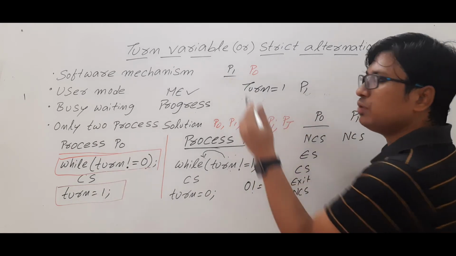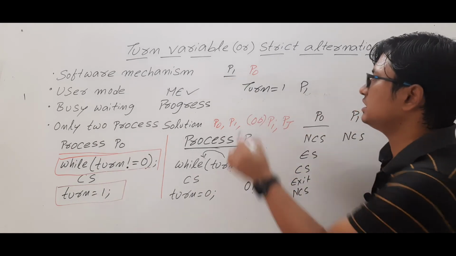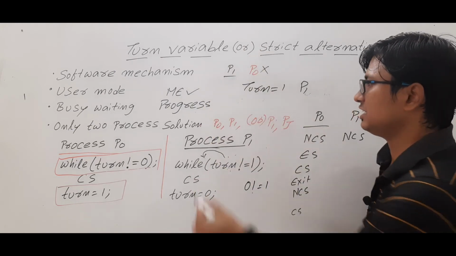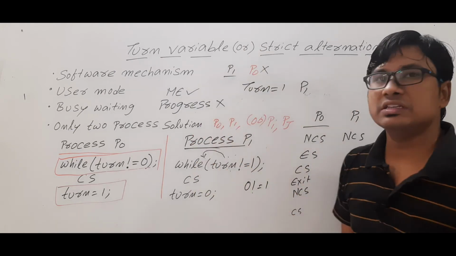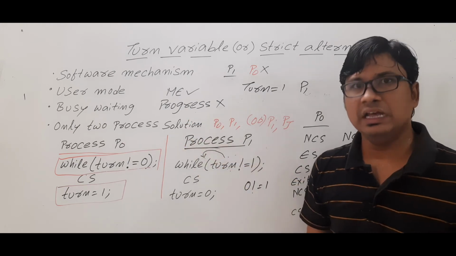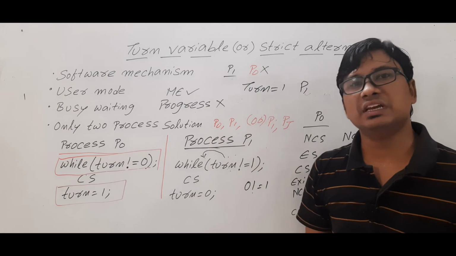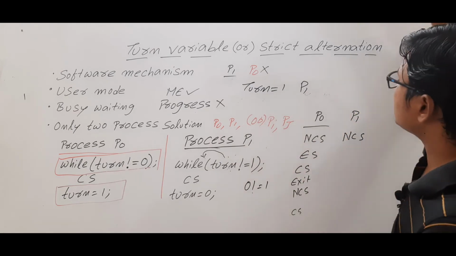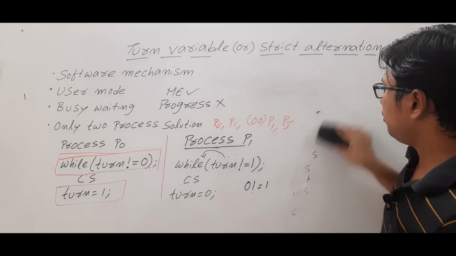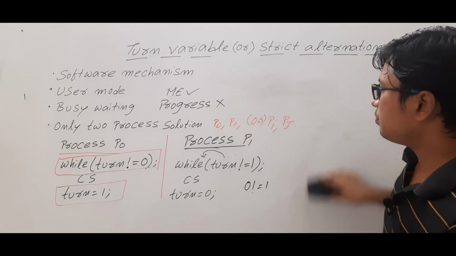When process P1 is not ready to enter into the critical section, it is not allowing the process P0 to enter into the critical section. So I can say that progress is not achieved, which is one of the important requirements for any process synchronization mechanism. So it is achieving the mutual exclusion, however it is not achieving the progress.